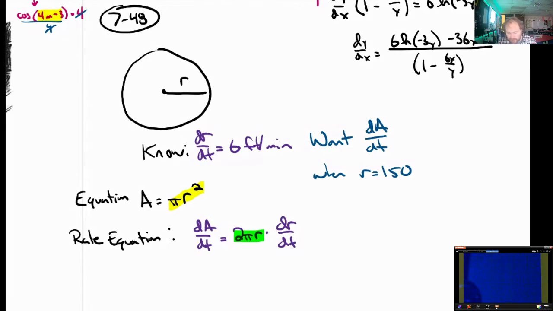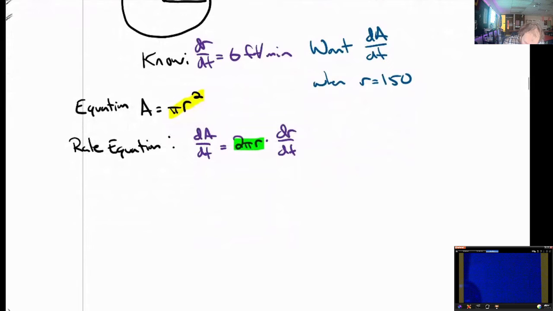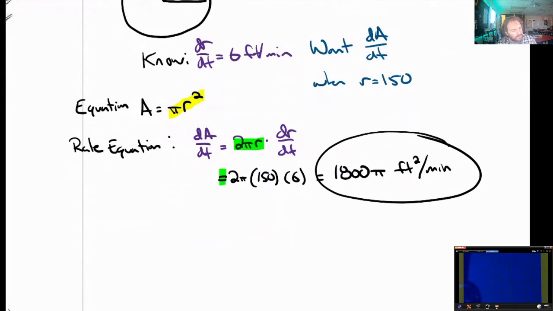For us, we just got to plug in some numbers for this problem. We know that the radius in our snapshot is 150. We also know that dr/dt is 6. So this is just going to be 2 times 150 is 300. 300 times 6 is 1,800. This is 1,800 pi feet squared per minute. That is the rate at which the area of the circle is changing in this problem.